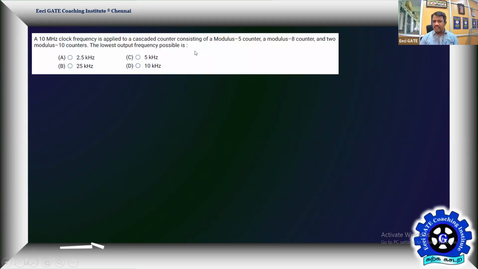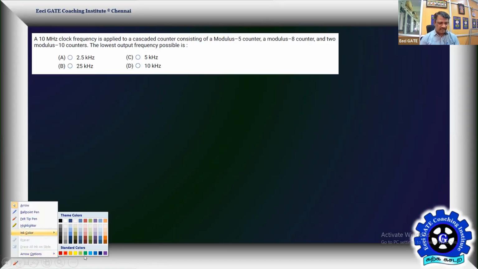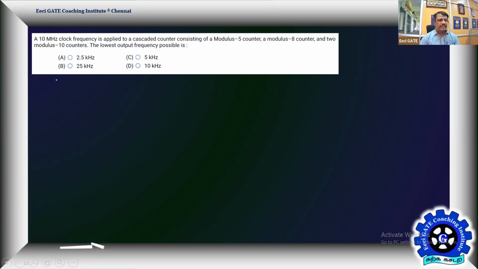That's from digital. Probably an interesting problem. What's given? We have a clock frequency, F clock, mentioned as 10 megahertz. That's exciting. Sequential logic design. It's called a cascaded counter consisting of a mod 5, mod 8, and two modulus 10 counters.